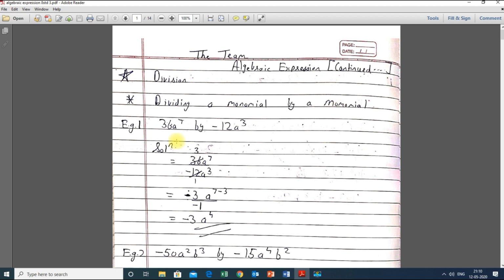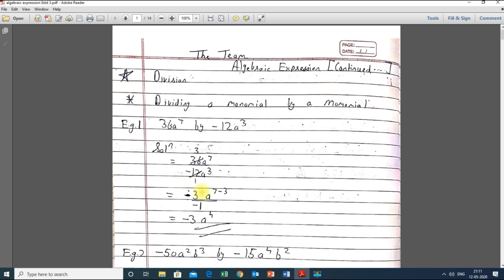So here you can see in example number 1 that there is only one term over here: 36 a raised to 7 divided by minus 12 a raised to 3. So I just wrote it in fraction form, 36 a raised to 7 upon minus 12 a raised to 3. So now 12 ones are 12, 12 threes are 36. Now, as per the law of exponents, we know that when the base is the same, in division we subtract the powers. So a raised to 7 minus 3.